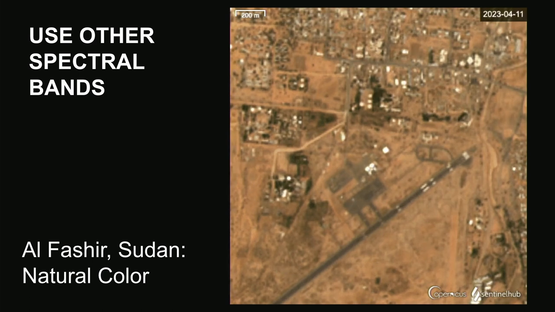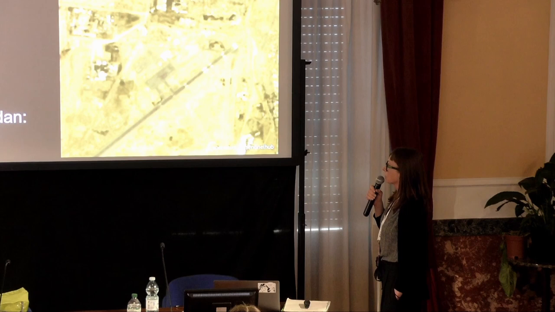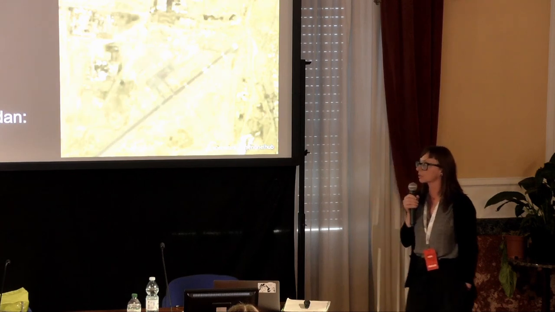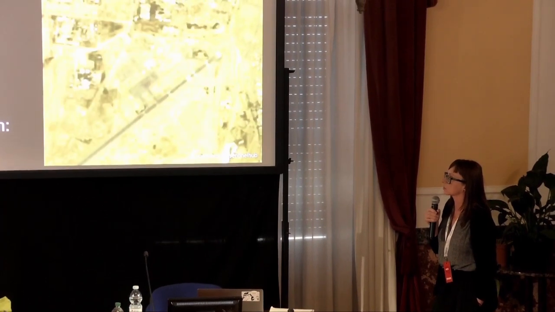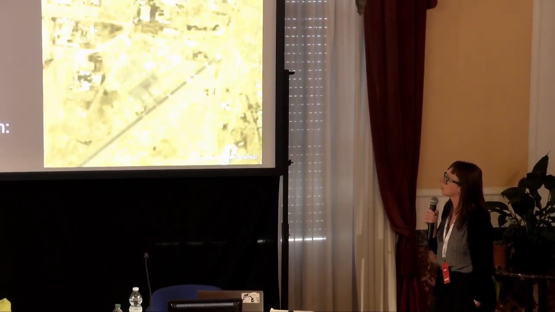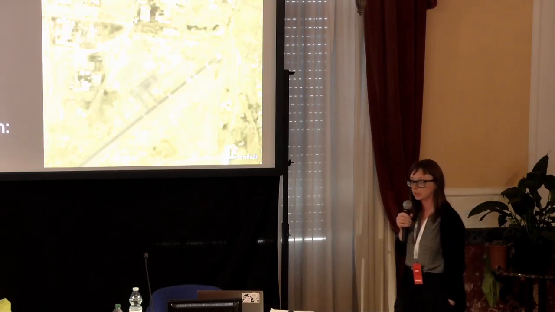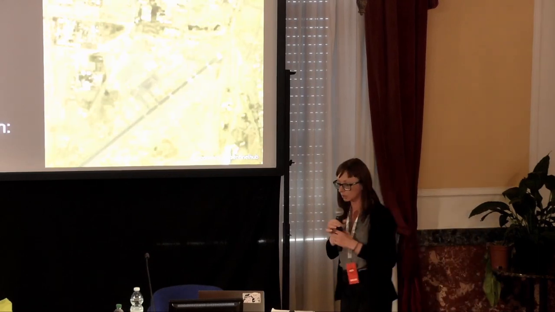Natural color, what can you see? Anybody? There's a before and after, April 16th and April 11th. Birds. What do you think are birds? The white things? Burns. Well, those are burns. Unfortunately, with this resolution, I do not think we could see artillery unless it was massive. Very good. This is burned areas. This is the airstrip in Al-Fashir.